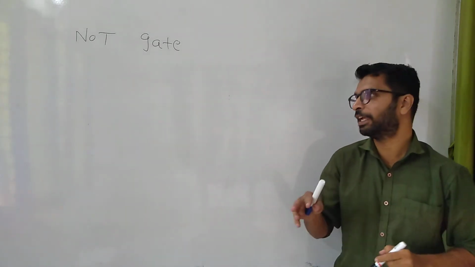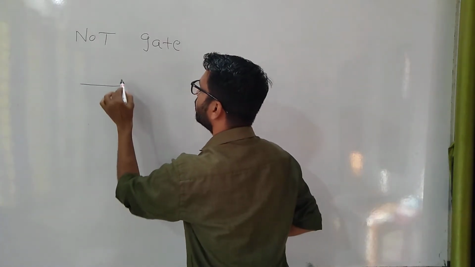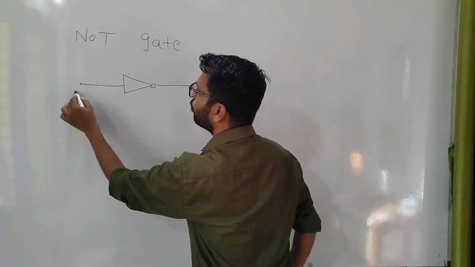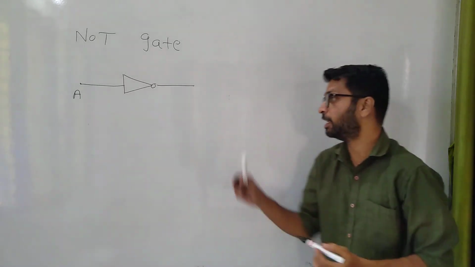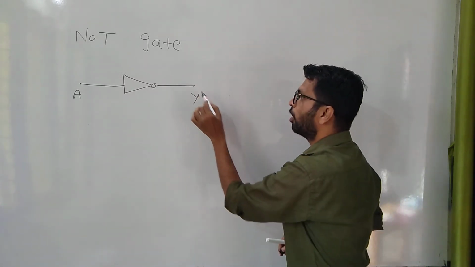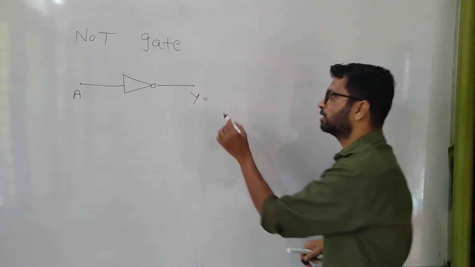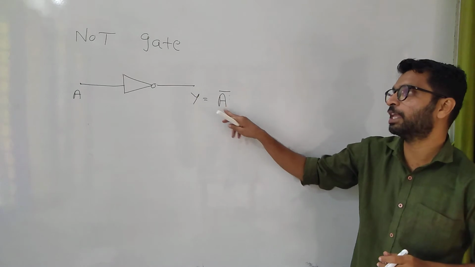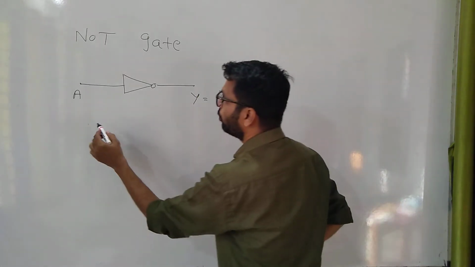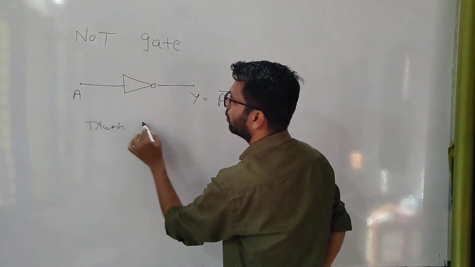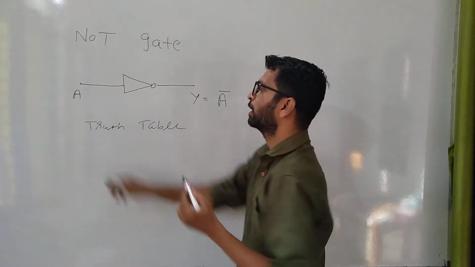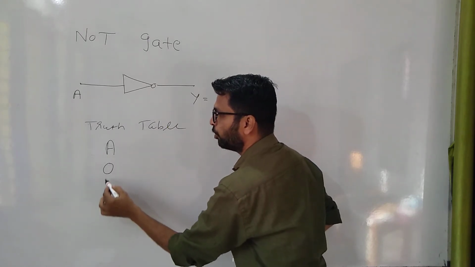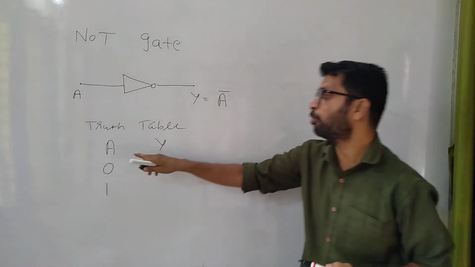The NOT gate is a simple gate. The symbol of the NOT gate is like this. It has only one input A, and the output Y is equal to A bar. So this is the Boolean equation, Y is equal to A bar. Now for the truth table, there is only one input, so only two possibilities, 0 and 1, and the output.